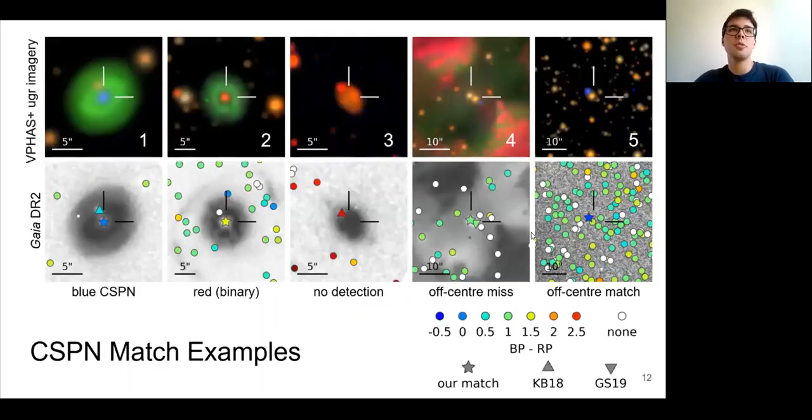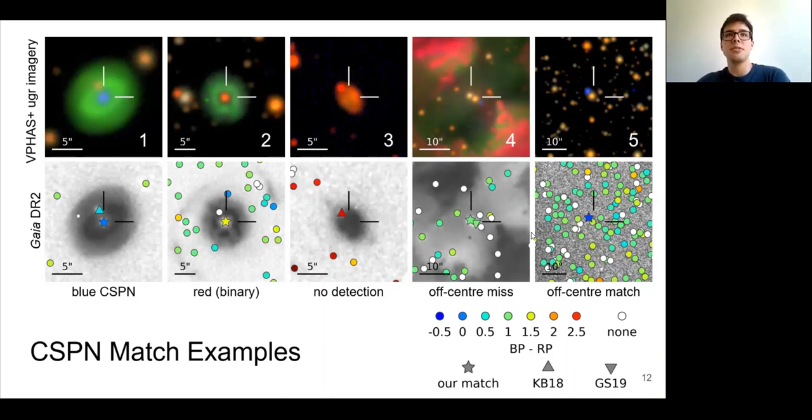Just as an example of how this works, I've used here some images from the VFAST survey. The one on the left is a planetary nebula with a very blue central star. These are UGR images, so the U band is quite discriminative for hot stars. It's easy to identify, and it shows up as blue in Gaia. In case 2, there's a red central star, which is a known binary system. Our method selected it nonetheless because it's very central.